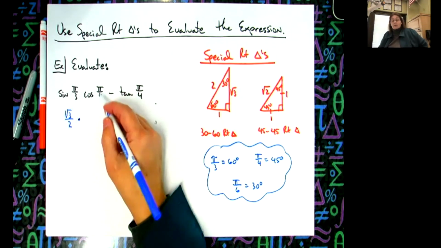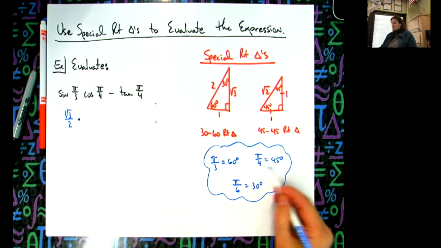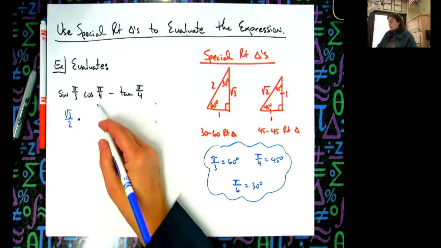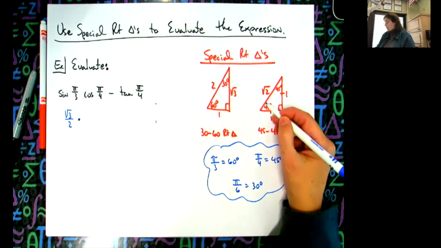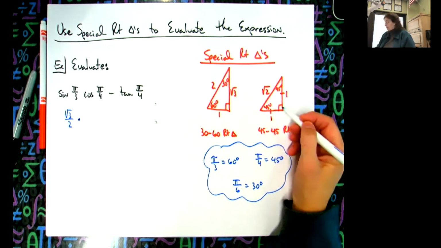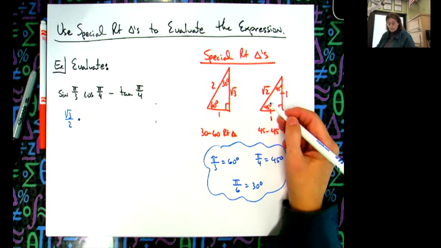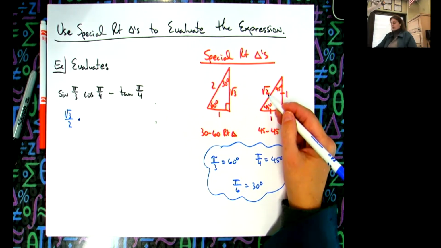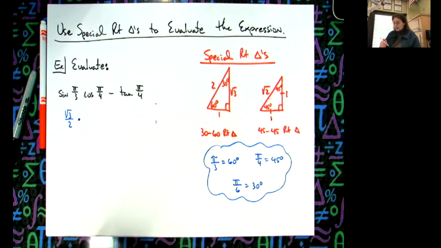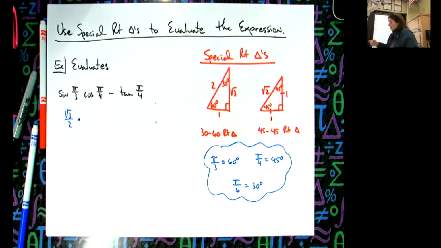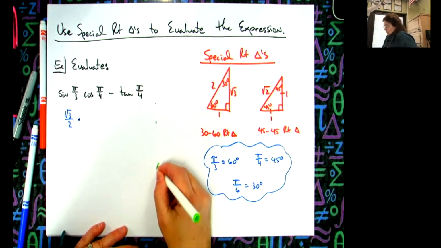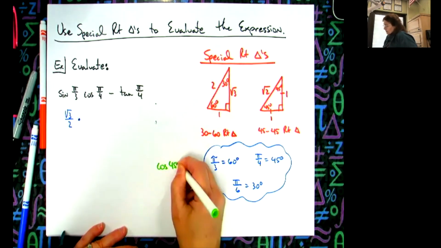Cosine of pi over 4: pi over 4 is our 45 degrees, so we're going to be using the 45. Cosine of 45 degrees is adjacent over hypotenuse. I am going to do a little more work here because I don't want you to write it like that. Let's go to green. Cosine 45 degrees, we said was what?